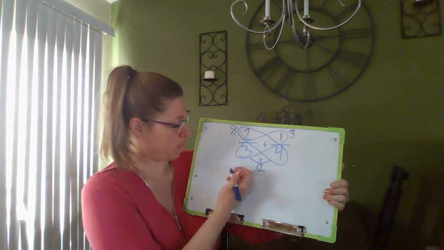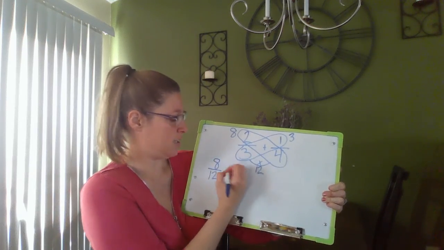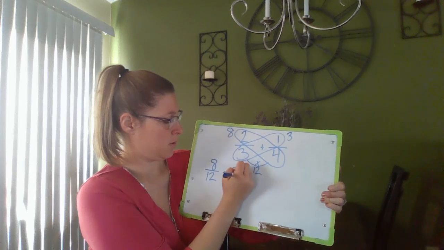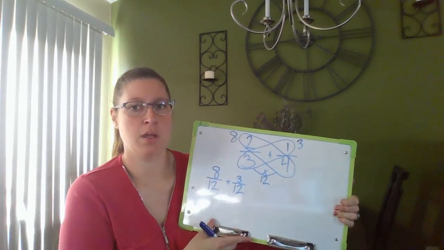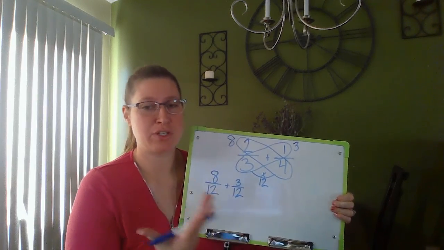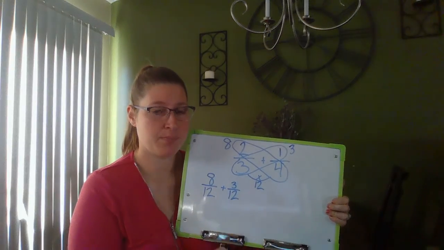So 8 over 12. It's an addition problem, so plus 3 over 12. So I have the same fractions, but just in a different form. So 2/3 is equivalent to 8/12.